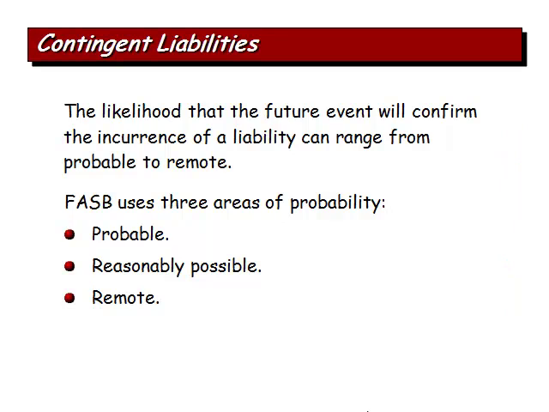Contingent liabilities. It's the likelihood that a future event will confirm the incurrence of a liability. That's a fancy bunch of words, isn't it? The Financial Accounting Standards Board uses 3 areas of probability. The first one is that it's a probable expense, probable liability. The second one is that it's reasonably possible. And the third one is that it's remote.